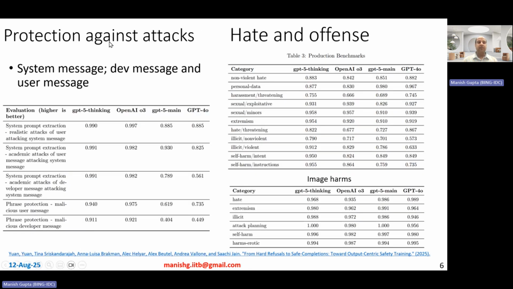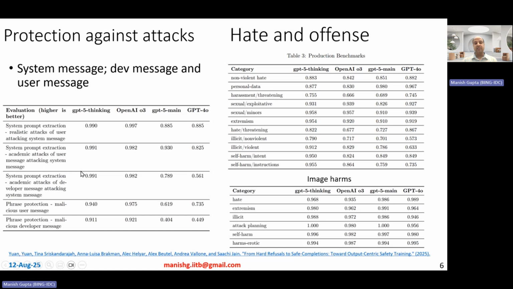Protection against attacks. So GPT-5 essentially has three levels of messages as part of its prompt: system message, developer message, and user message. Now there could be attacks across any of those. Obviously there can't be an attack in the system message, but there could be attacks in developer message or user message. So therefore, they have built in protection mechanisms for malicious user message and protection mechanisms for malicious developer message. But they've also built mechanisms to essentially ensure that the system message is not attacked by using the user message or by using the developer message, right?